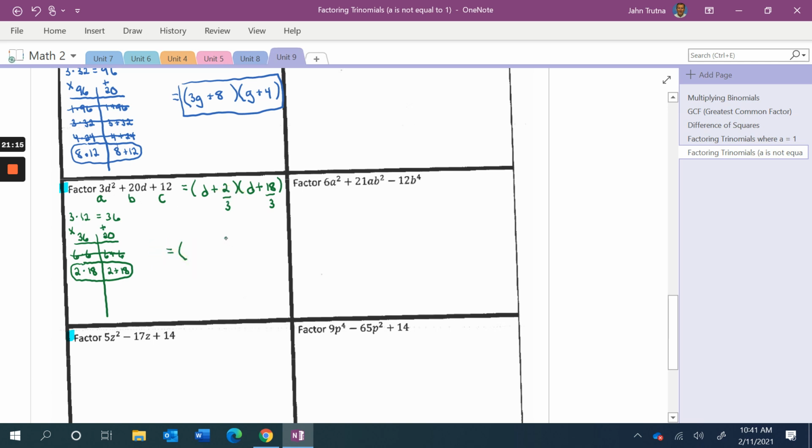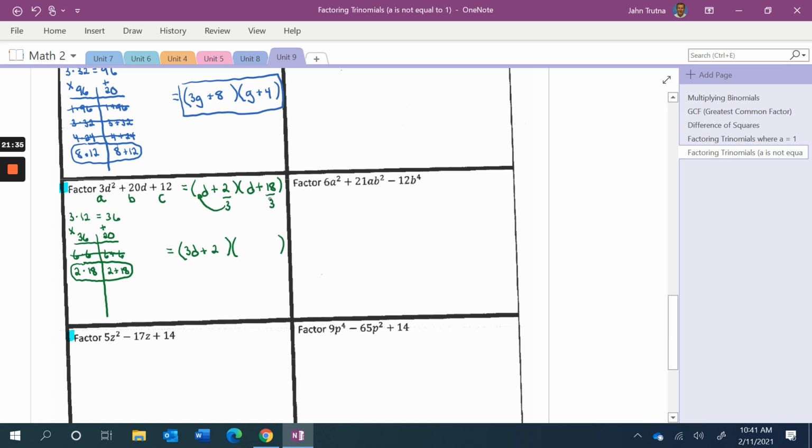So my first quantity, my first parentheses, because the 3 does not divide into the 2, remember you're going to write it as 3d plus 2. So if the number you're dividing by does not divide in, you just simply move that number that you're dividing by in front of the variable. It becomes 3d plus 2.